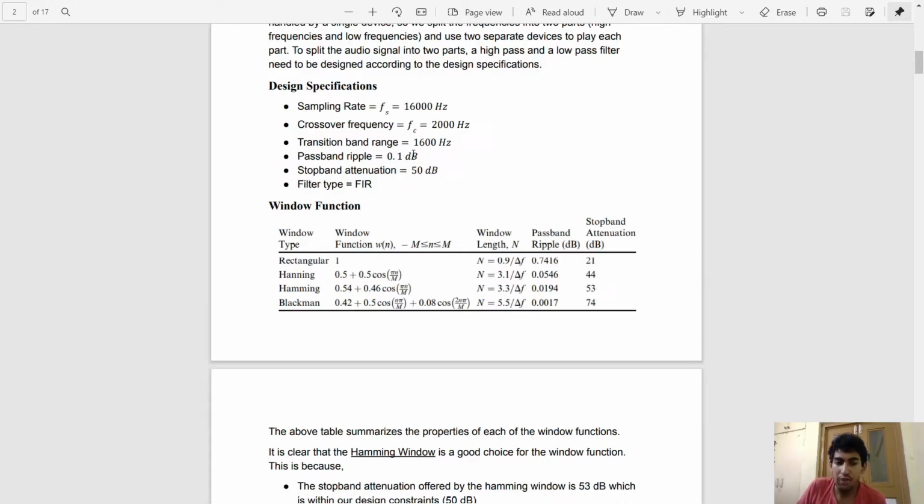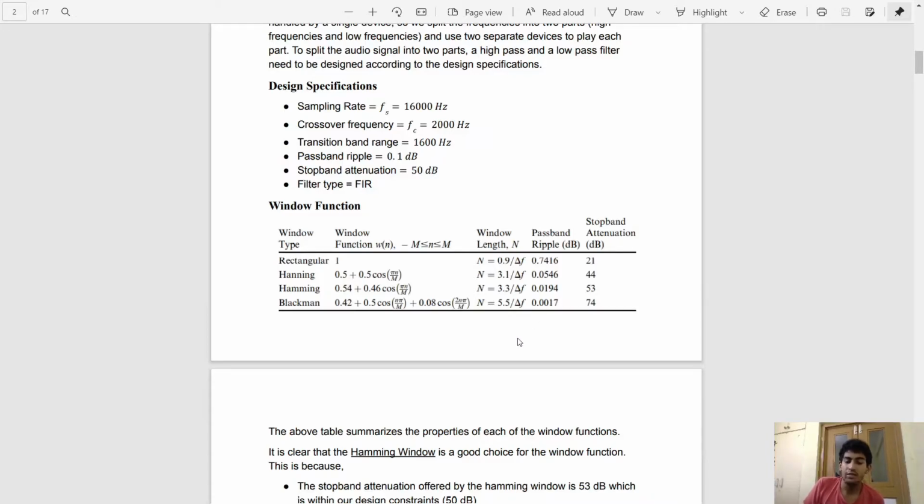Given these design specifications, first we choose the window function we will use. Since the pass band ripple is 0.1 dB and the stop band attenuation is 50 dB, we can see that the Hamming window and the Blackman window both can provide the required 50 dB stop band attenuation, and they can provide even up to 74 dB. The pass band ripple should be 0.1 dB, and these windows provide down to 0.019. So these windows will be appropriate.